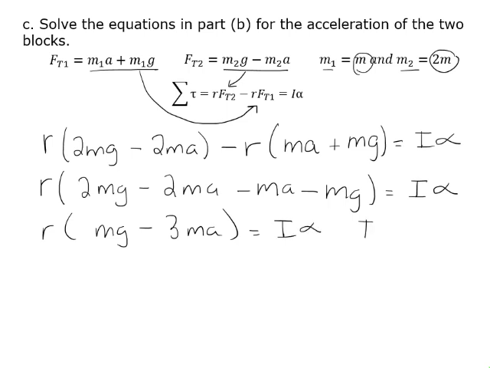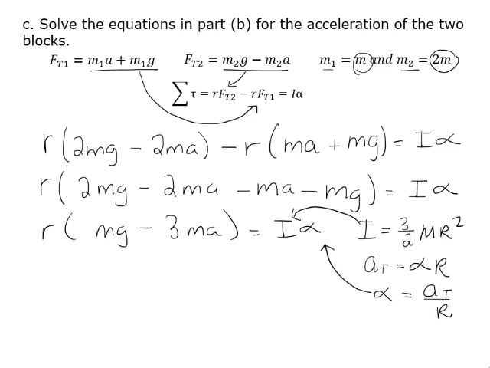And I remember that from the beginning part of my question, they told me that my rotational inertia was equal to 1.5 or 3/2 mr squared. And I know that tangential acceleration is equal to angular acceleration times the radius. So I'm going to take all of these things and plug them in. The rotational inertia is going to go here. The angular acceleration, tangential acceleration divided by r, is going to go here. And then we can start combining things to solve for the acceleration that we're looking for.